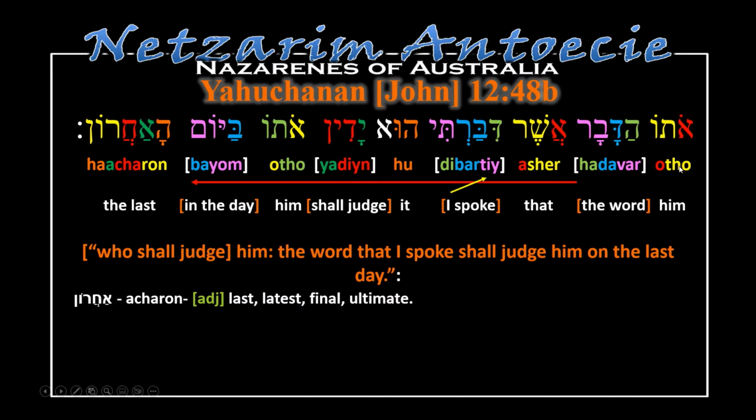Oto, him, ha, devar, the word, asher, that, dibarti, I spoke. Who can be it or him, right? So we'll say it's it. Yadin, shall judge. It's all in context, right? Oto, meaning him. Bayom, in the day.